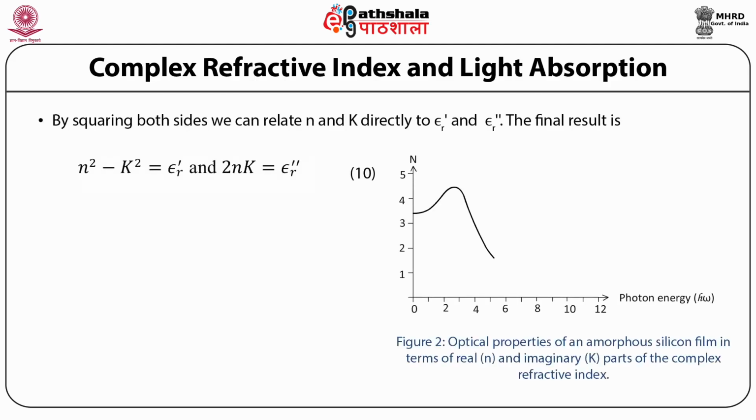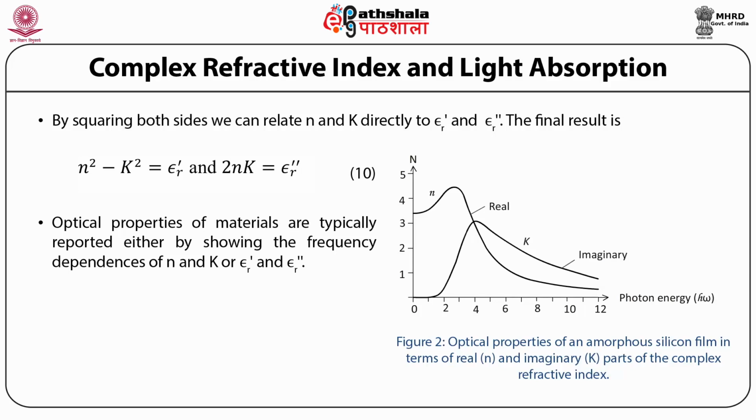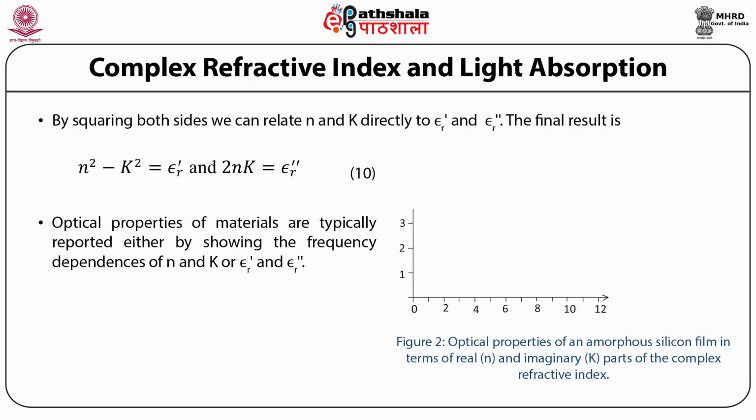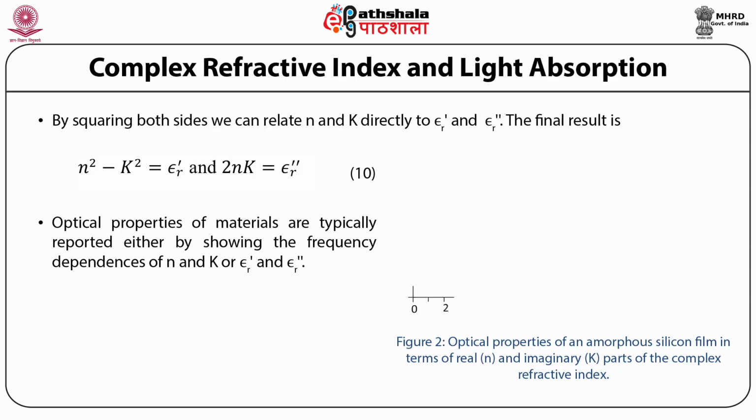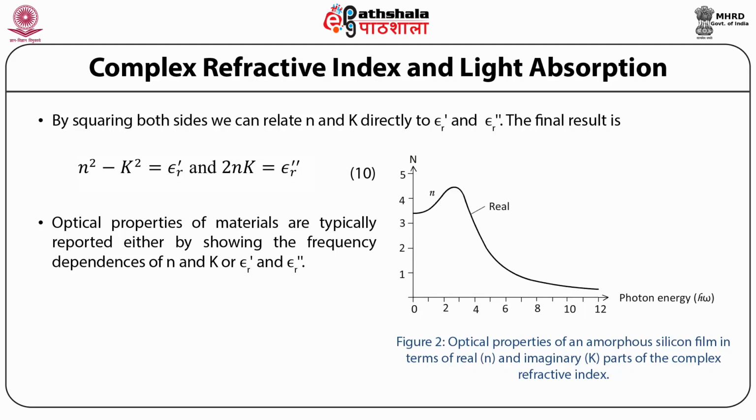By squaring both sides, we can relate small n and capital K directly to epsilon r prime and epsilon r double prime. The final result is n squared minus K squared is equal to epsilon r prime, and 2nK is equal to epsilon r double prime. Optical properties of materials are typically reported either by showing the frequency dependence of n and K, or epsilon r prime and epsilon r double prime. Clearly, we can use equation 10 to obtain one set of properties from the other.